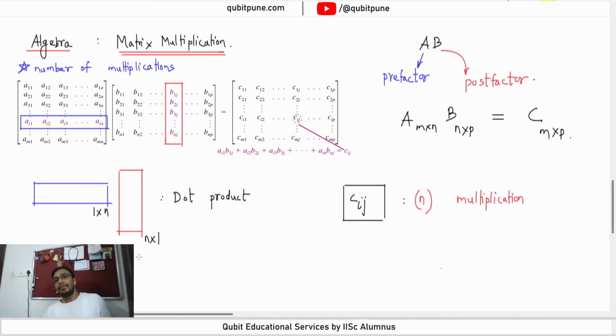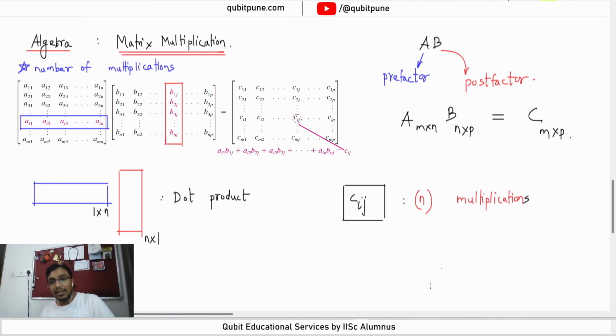When we have something i cap plus something j cap plus something k cap dotted with the same thing, how many products do we do? We do 3 products because we are dealing with 3 dimensions. So if our vectors are of dimension n, how many multiplications are we performing? N multiplications. Have you followed this? So to find Cij we do n multiplications.